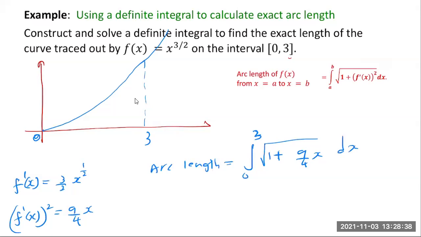Now it's all about calculating this integral. Of course, you can use the substitution u equals 1 plus 9 over 4 x to calculate this integral. If you use this substitution, you should be able to calculate this integral, and you will get, I'm not going to show the calculation here, 6.096. All right, that completes that example. Let's move on.